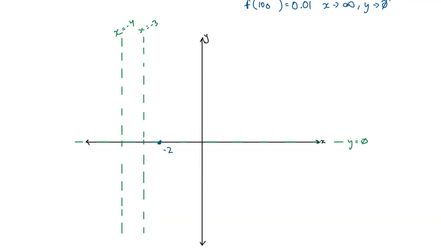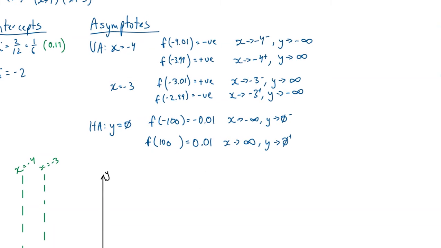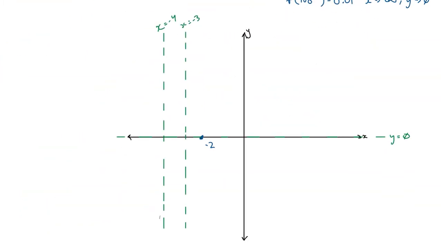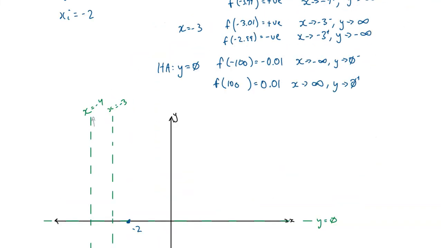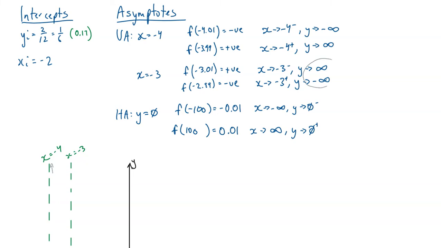Okay, so behaviors. For the first one, from the left, I'm going down first, then up. So down from the left, up to the right. Second one, from the left is up, and from the right is down.